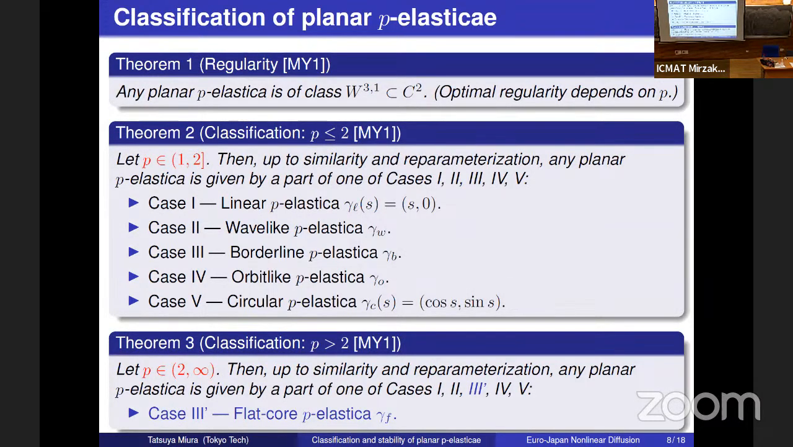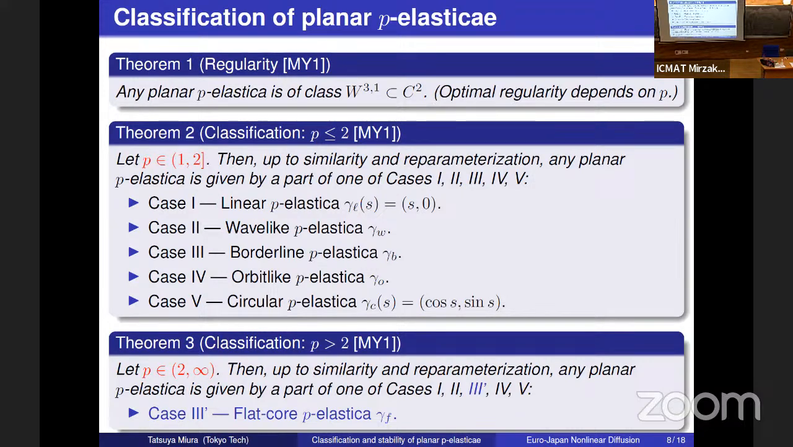However, we could classify the planar elasticity. First of all, we have obtained optimal regularity, but I do not mention the optimal regularity here. I just say that any planar p-elastica is at least W^{3,1}, which in particular ensures that the curvature is always continuous at least. And actually the optimal regularity depends on p.